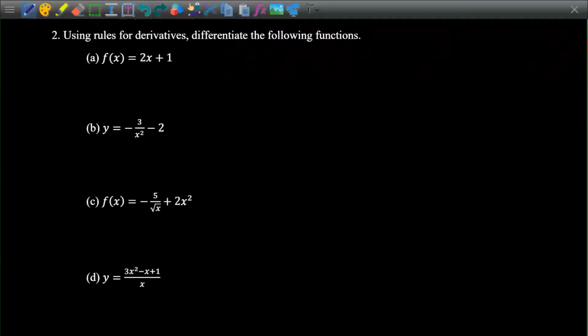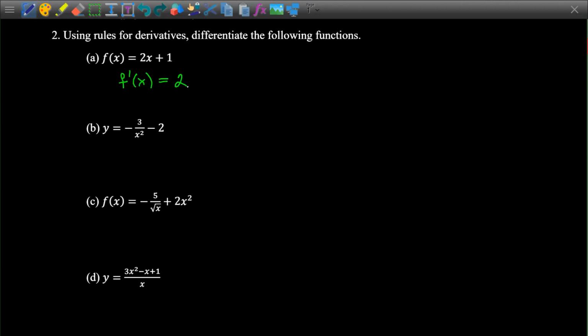Okay, number 2, using rules for derivatives. Differentiate these. So f prime, and also I like to see that you use the right notations. So I'll say f prime, and this is just the derivative of 2x plus 1. This is going to be equal to the derivative of 2x plus the derivative of 1 using our rules of derivatives. The derivative of 2x is just 2, and the derivative of 1 is 0.